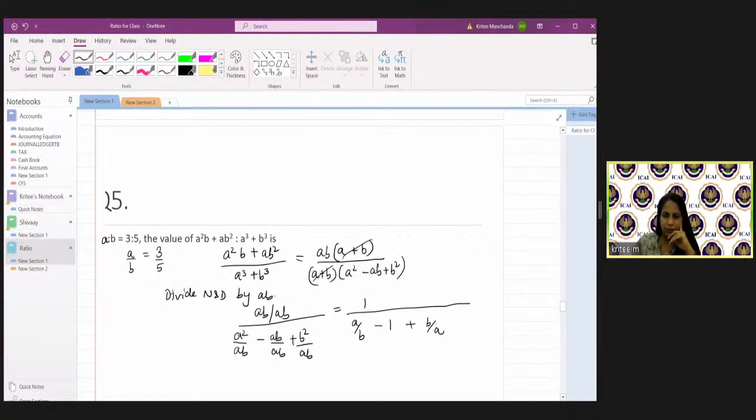Now we are in a position to put our values. So it becomes 1 upon 3 by 5 plus 5 by 3 minus 1. I take the LCM. 15, this is 9 plus 25 minus 15. This one goes up and it looks like this. 15 upon 9 plus 25, 34 minus 15 is 19. So 15 is to 19 is your answer.